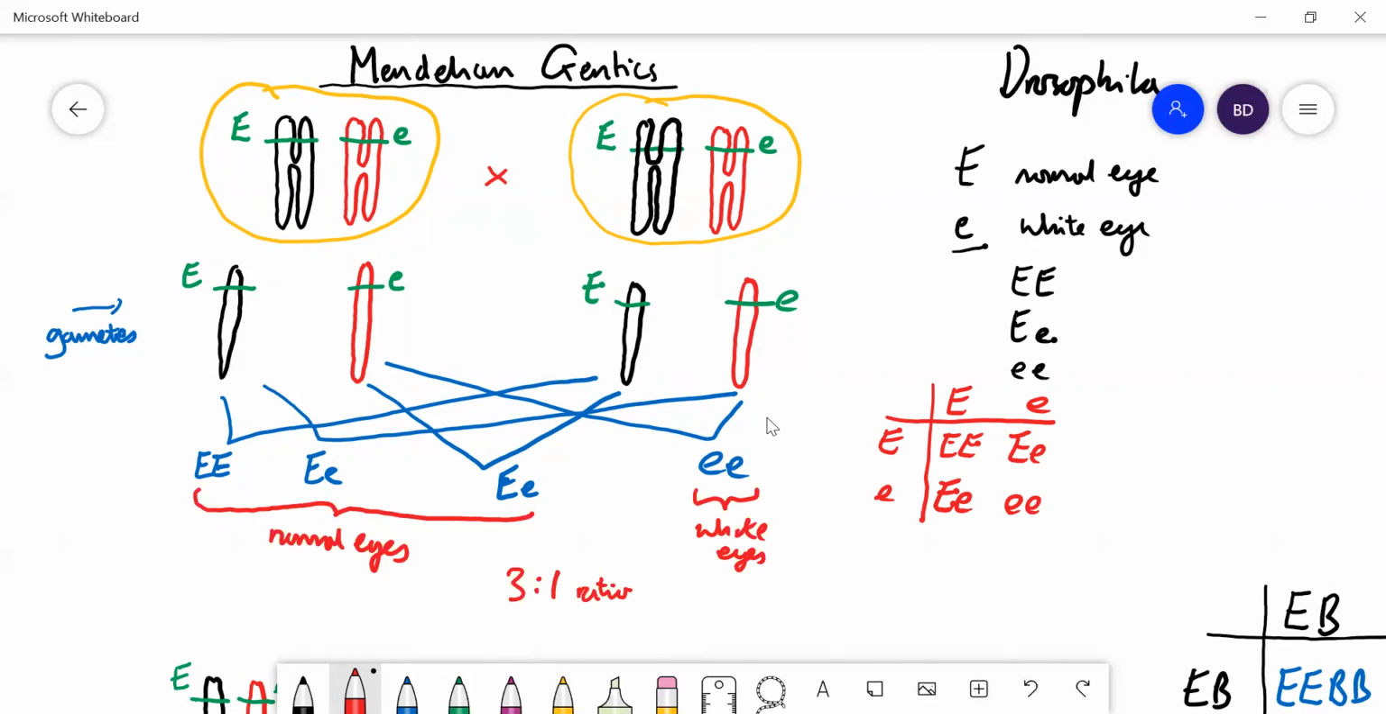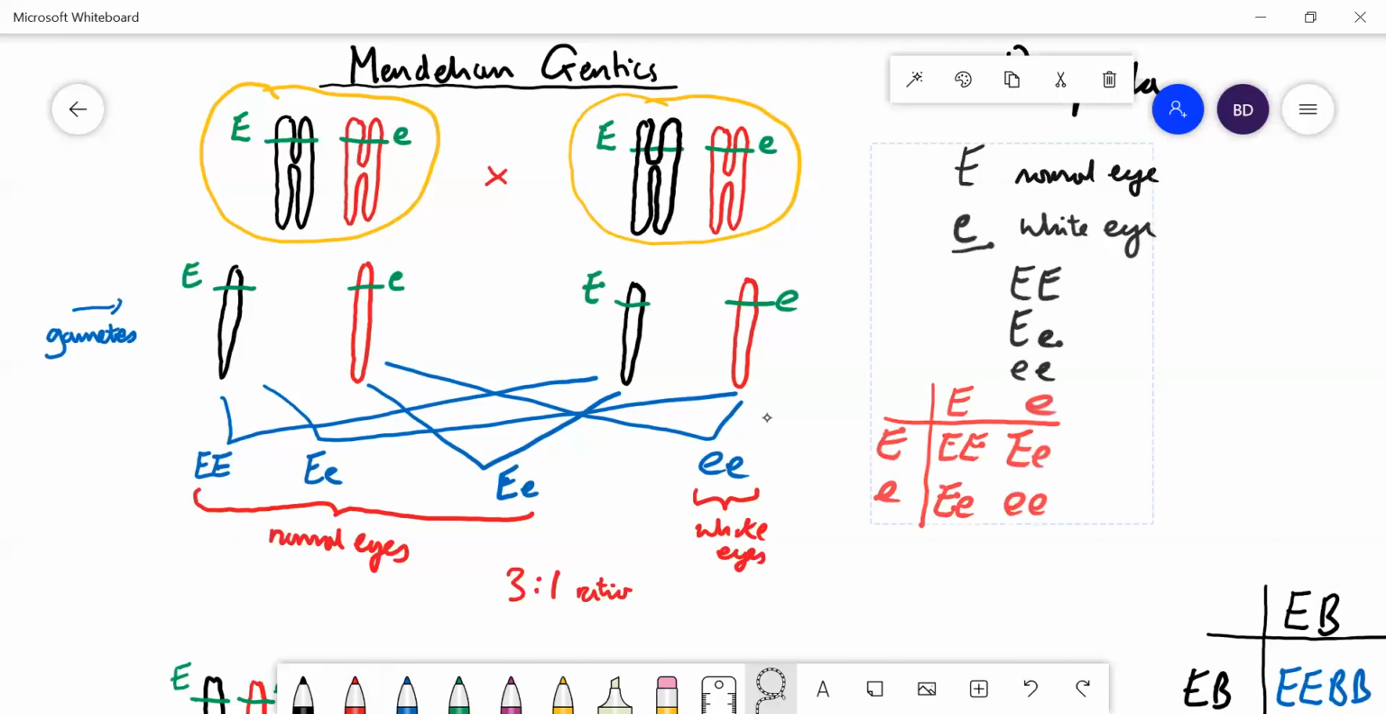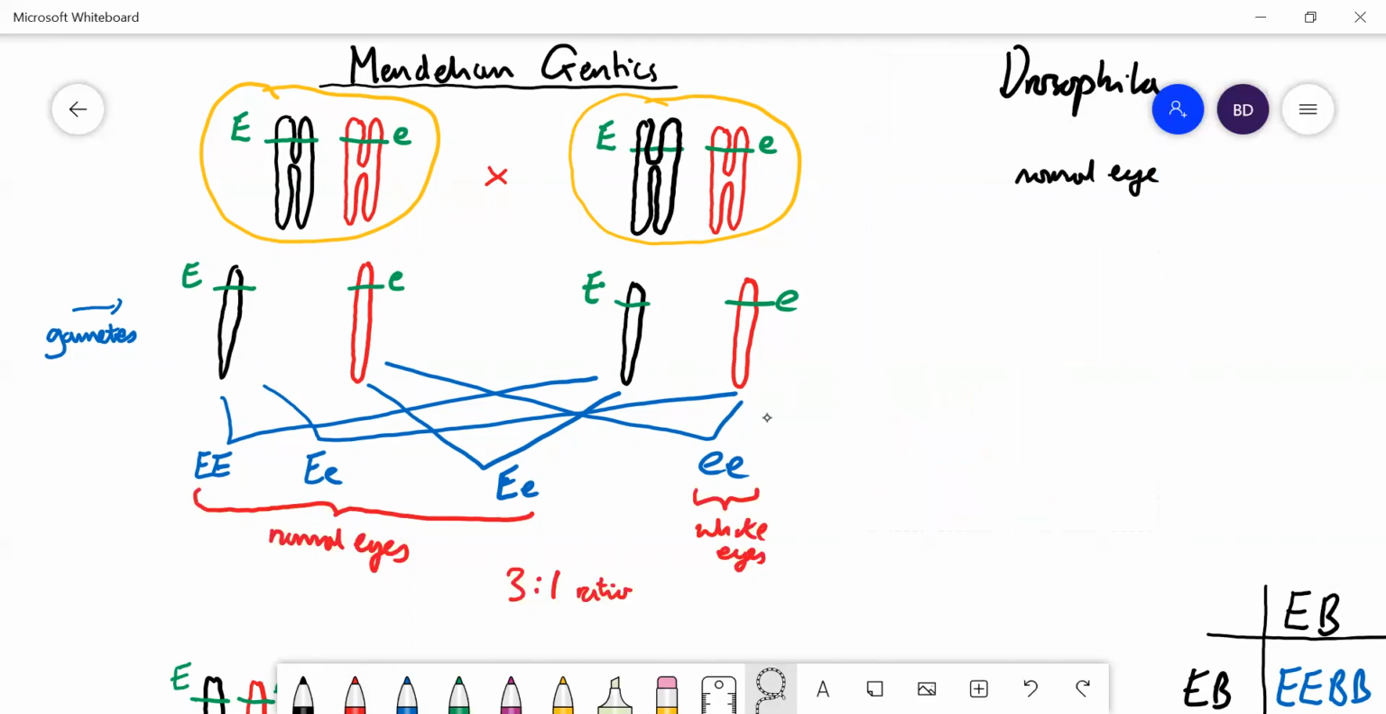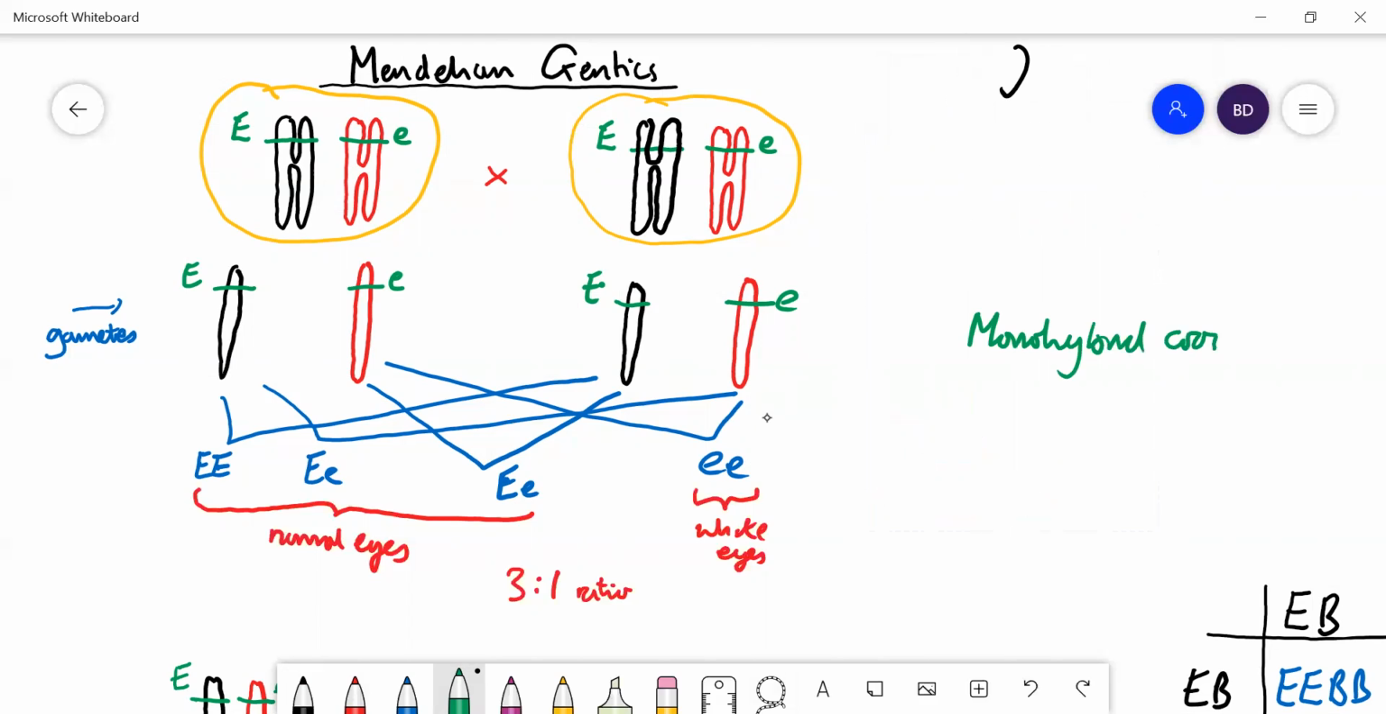Right, now this is what happens when we've just looked at one trait being examined here, and that trait was eye color. At A level, you need to be able to know what happens when you're looking at 2 traits. So this would be called a monohybrid cross, one trait. But we need to think next about a dihybrid cross. What would happen there?